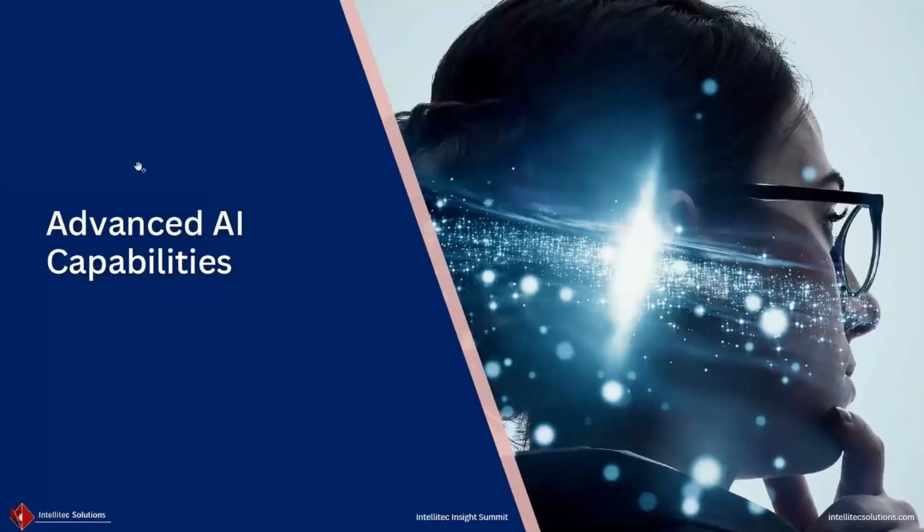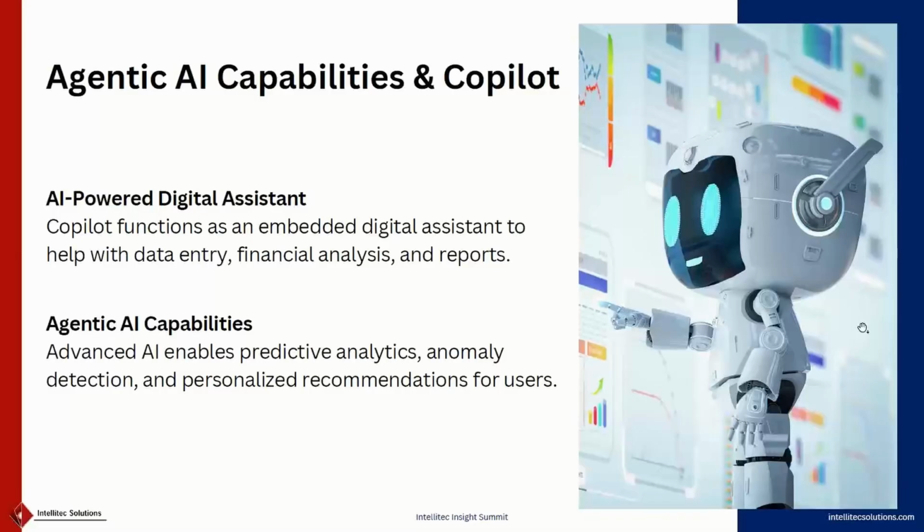So now we're going to talk about the advanced AI capabilities that come with Business Central. And you've probably heard the term Copilot and AI. Well, BC allows users to utilize a Copilot to search for help, and it can also be used to create reports. But BC also provides kind of this next generation of AI called agents, agentic capabilities.